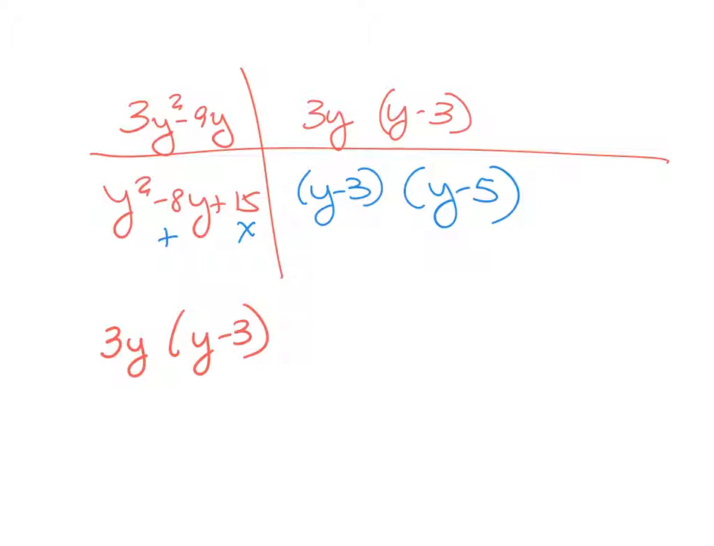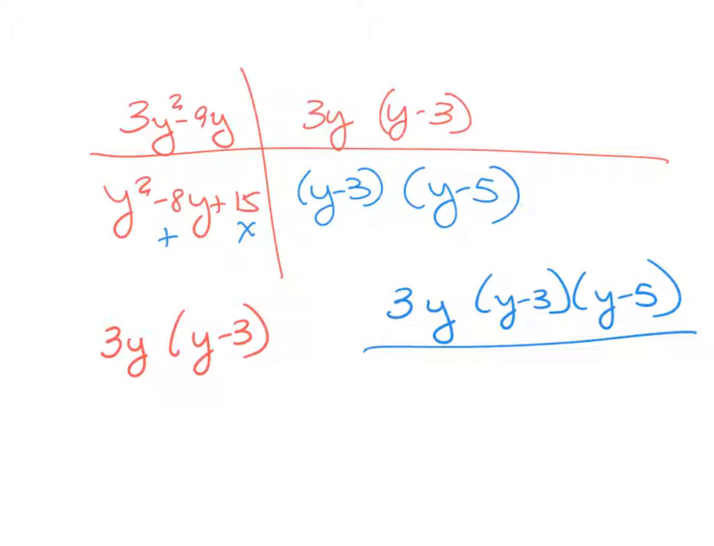I'm going to look at the different factors I see. I see a 3, I see a y, I see a y minus 3, and I see a y minus 5. I don't see any other different factors in those two rows, right? And the most I see on any row is 1 of every one of those. It just happens to be 1. So that is my least common multiple.